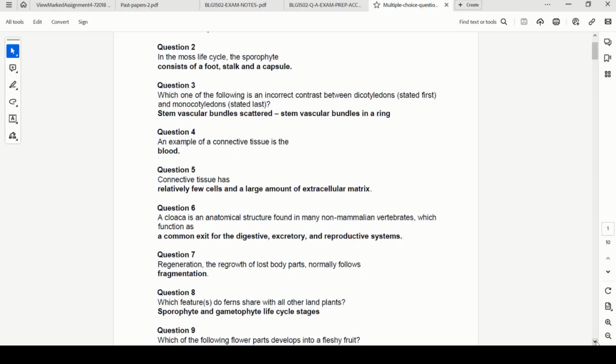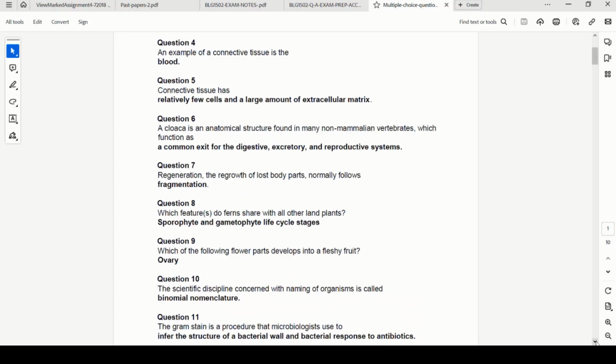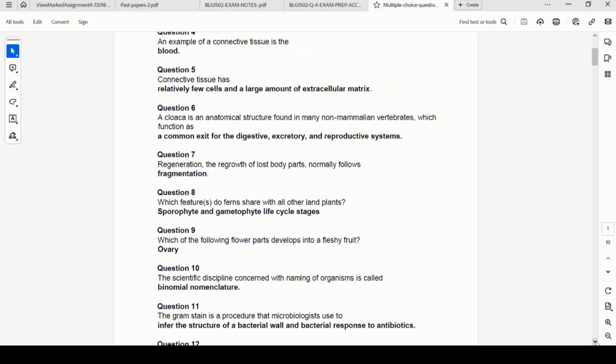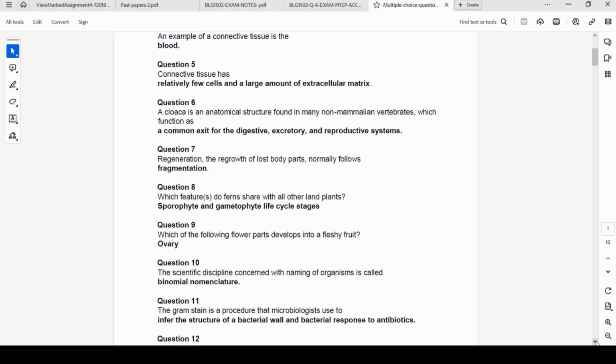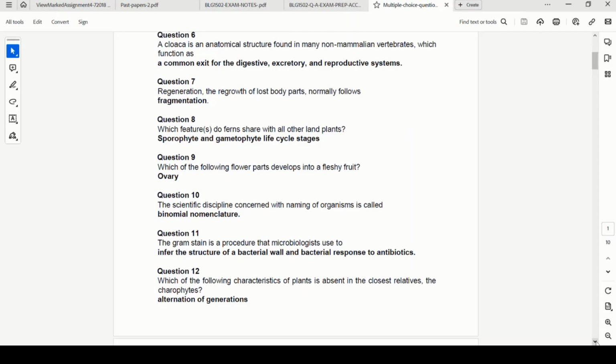And also, which features do ferns share with all other land plants? Last week, I think the previous weeks, we were talking about the land plants and all this. This is where it's also significant. He is going to randomize them, and one way or the other, you're going to have to find them. So please go through all those stuff.